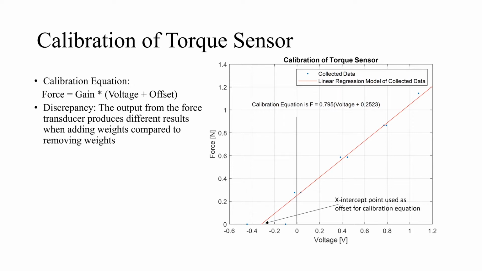torque, and then taking the linear regression of the measured voltages versus the calculated torques gives the slope and intercept, which represent the gain and the offset voltage respectively. These are used to create the torque calibration equation.